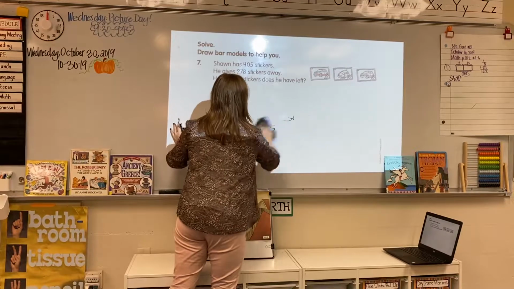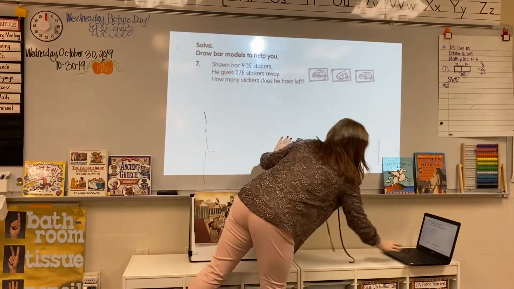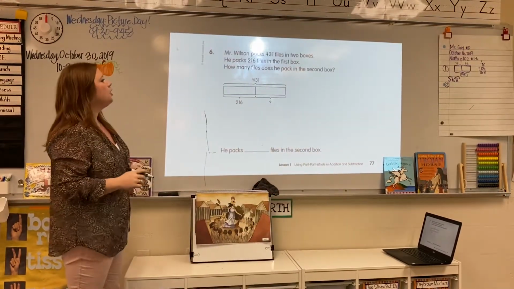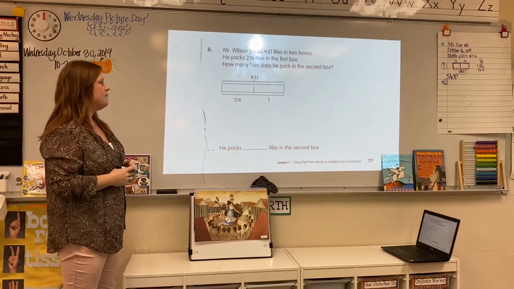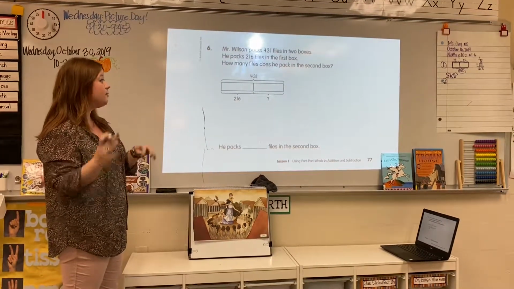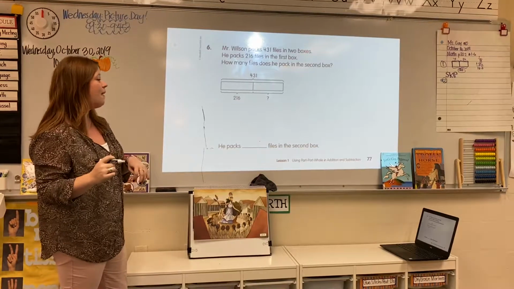Another problem to solve would be Mr. Wilson packs 431 files in 2 boxes. He packs 216 files in the first box. How many does he pack in the second box?